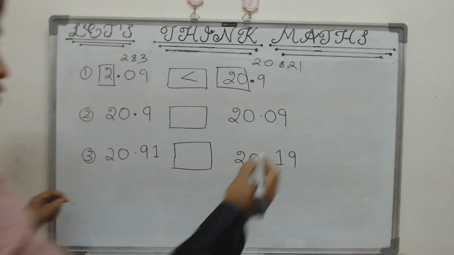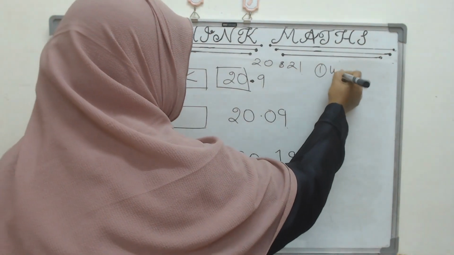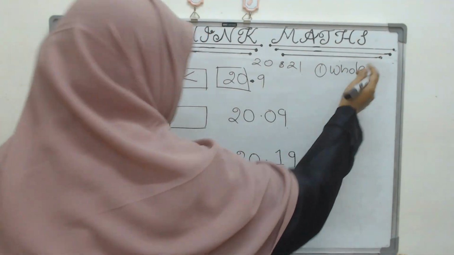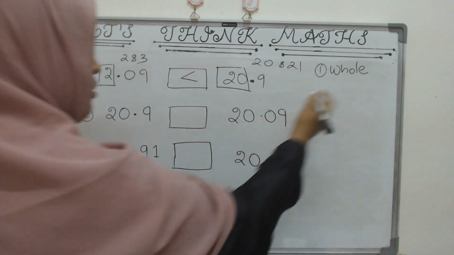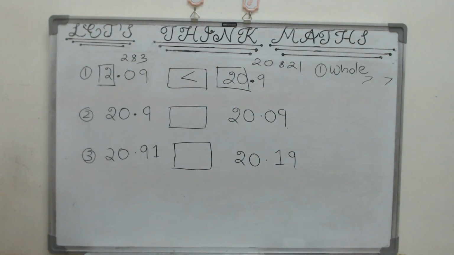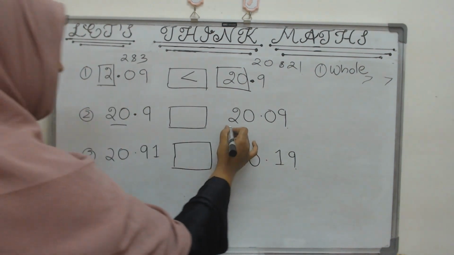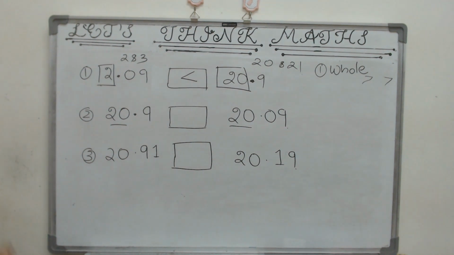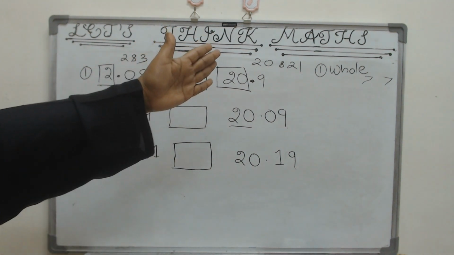What do you first check? You first check the whole number part. Whichever number has a greater whole number, that number is greater. Now look at the second one, 20.9 and 20.09. They have the same whole number. So the first step is of no use.